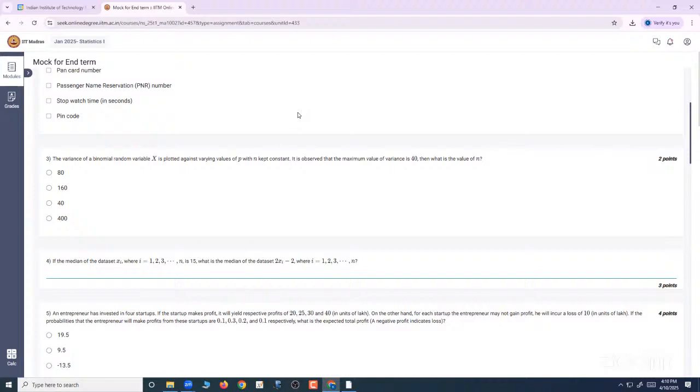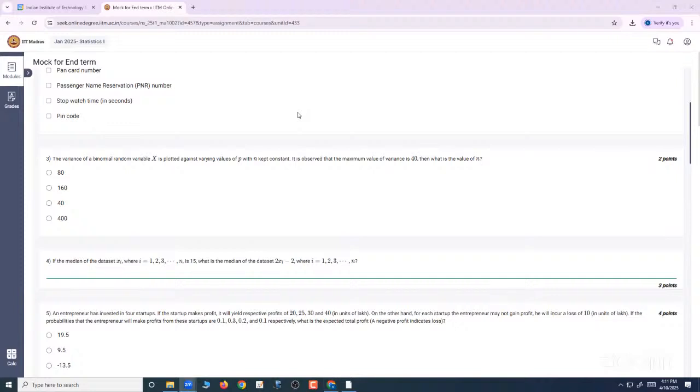If you read the second line, it is observed that the maximum value of variance is 40. So at what point is the variance maximum? When p is 0.5, that is, half. Correct. So now tell me the value of n. 160 will be the answer.